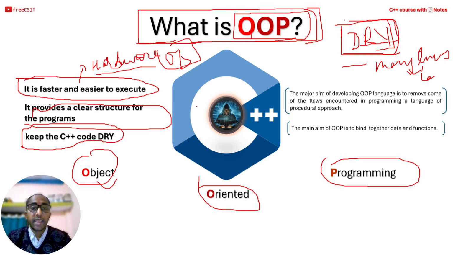So the major aim, I have written some definitions, you can see here. The major aim of developing OOP language is to remove some of the flaws encountered in programming languages of the procedural approach. It means why the OOP concept was developed. In the previous languages, just like the C language, there were some flaws and disadvantages, and the disadvantages now become advantages in this OOP concept by creating the concept of object oriented programming language.